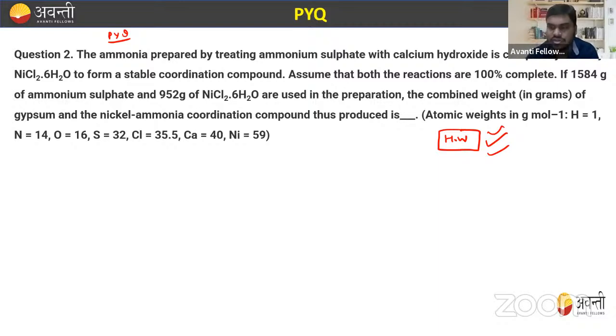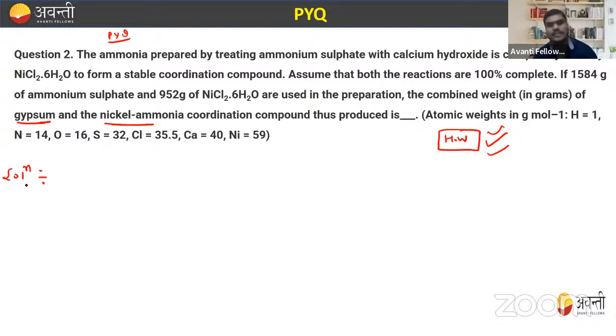Basically, in this question, they want to calculate the total mass, right? The total mass of this. So you have to calculate the combined weight in grams of the gypsum and the nickel ammonia coordination compound. So they want the mass of gypsum and the nickel ammonia coordination compound. So what are the products? Let me write the reaction. It is very useful for you so that you are able to solve the question. So I'm just writing the equation here.